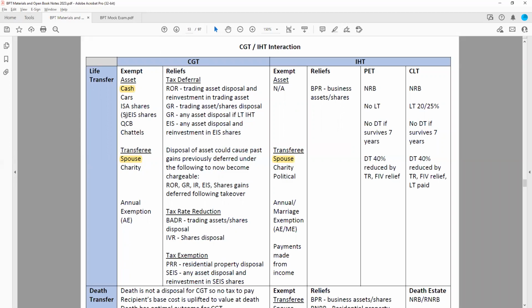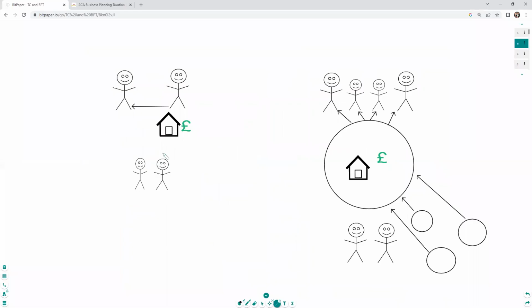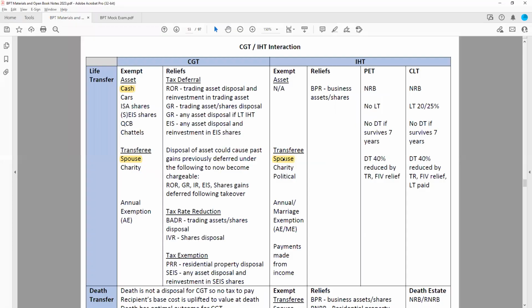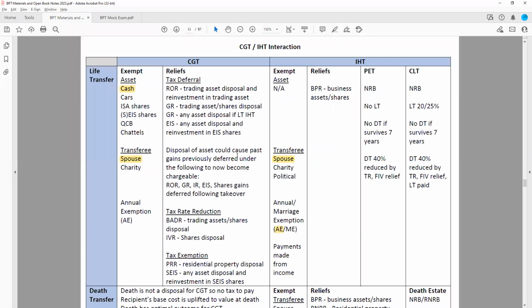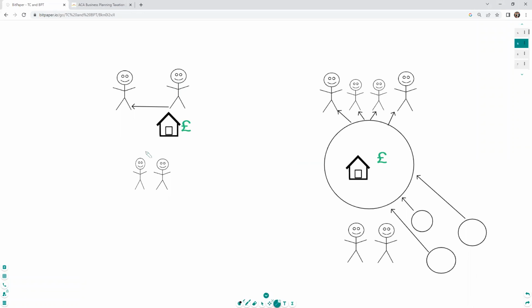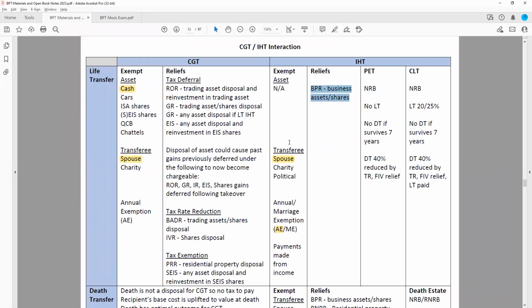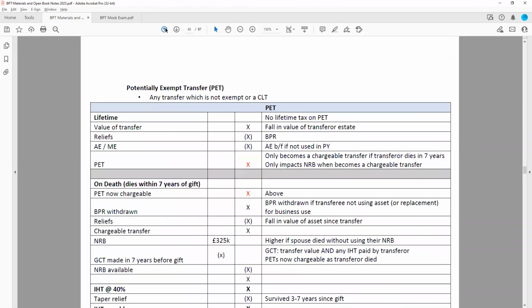So that bit's quite straightforward, but it's more complicated with the children. Obviously, that doesn't come under the spouse exemption. So is there a specific exemption there? Not really. There is the annual exemption, or possibly a marriage exemption, but they're not getting married. We're not told this is just normal payments made from income. So therefore, we'd say transfer to children. What type of transfer would this be for IHT? It's not exempt, there isn't a particular relief. This isn't business property. This isn't her partnership business or shares in a trading company. This is just cash. So therefore, it's going to be a PET. It'd be a CLT, of course, if it was going into a trust, which it isn't.